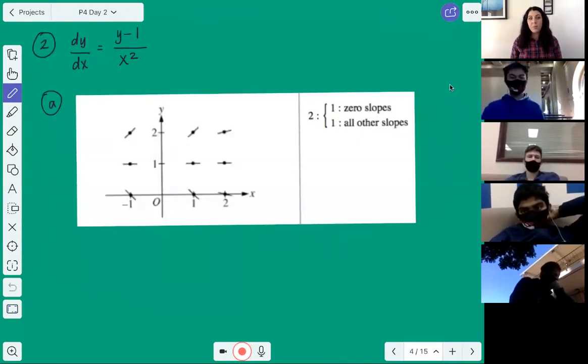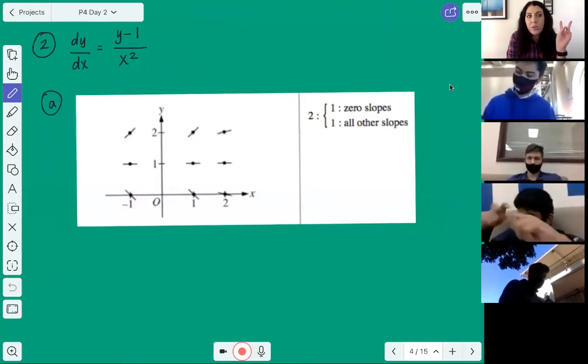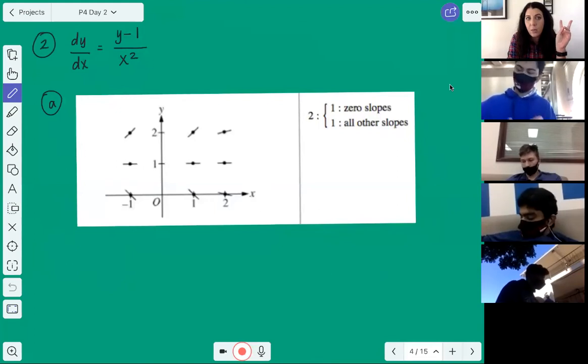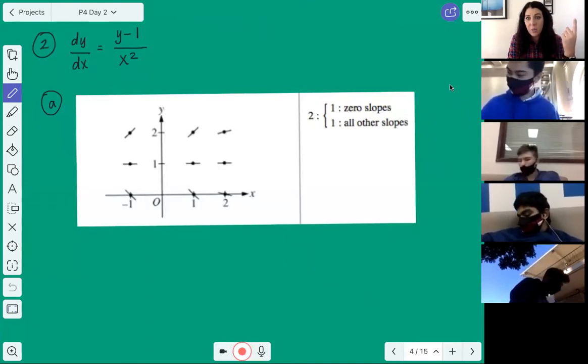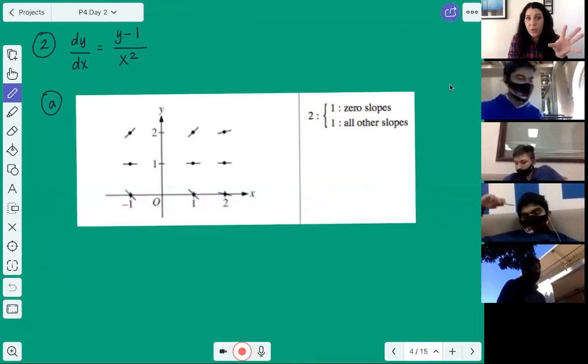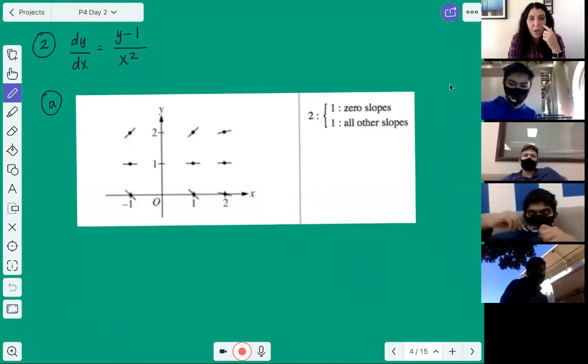Okay, next problem. So this was question number 2. dy over dx equals y minus 1 over x squared. The first question was to draw the slope field. Same process as before. The first point is going to come from the most basic slopes. So in this case, that's 0 slopes. The second point comes from all the other slopes. So you'll notice here, there are 9 slopes possible.